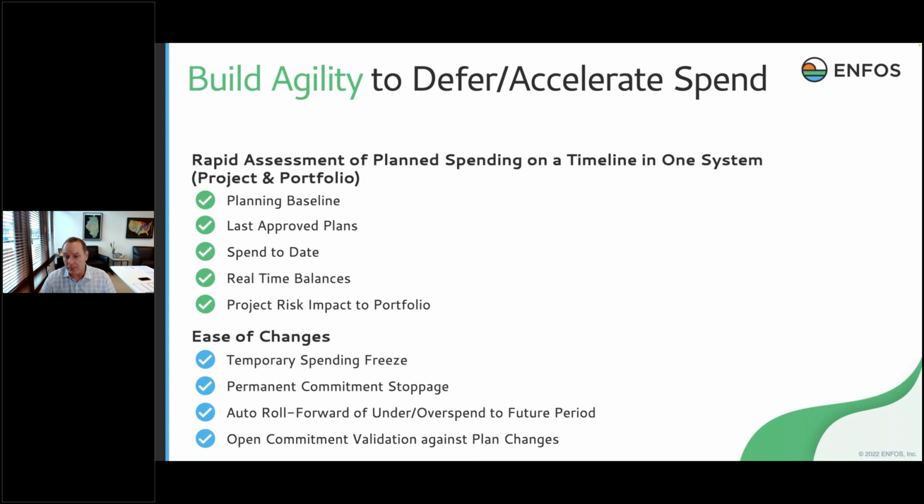Permanent work commitment stoppage. I can close out a purchase, right, when and if needed, and then start new again in a very easy, efficient way. Auto roll forward of overspend and underspend to future time periods. So there's just accounting logic to move that over or underspend into the next period automatically if that's a process that your team would want to embark on. And then my open commitment validation against my plan changes, right? That's another feature here around ease of changes.